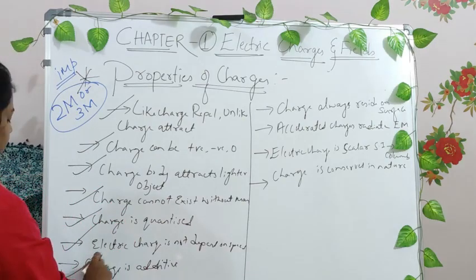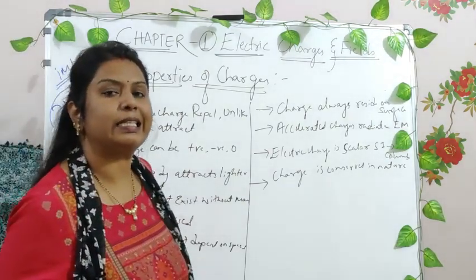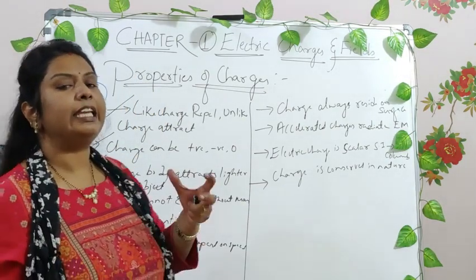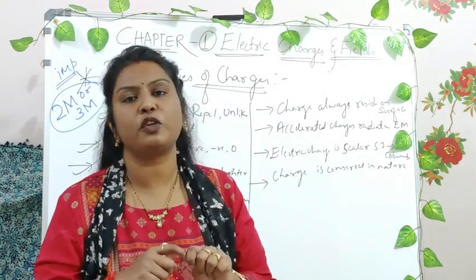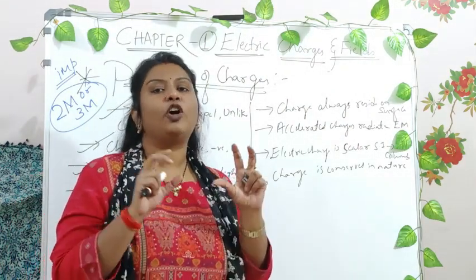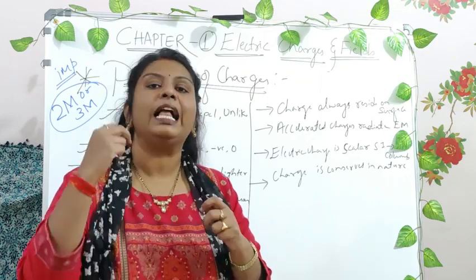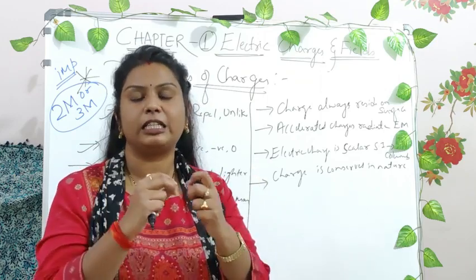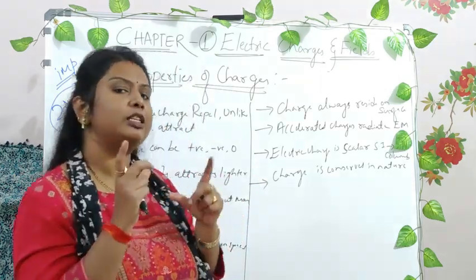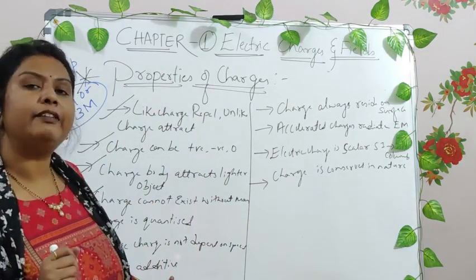Next one is charge is additive. This is also seen in the very fundamental properties. The overall net charge of any isolated system will be equal to the algebraic sum of all the charges that are present inside the system, right? That is called charge is additive in nature.